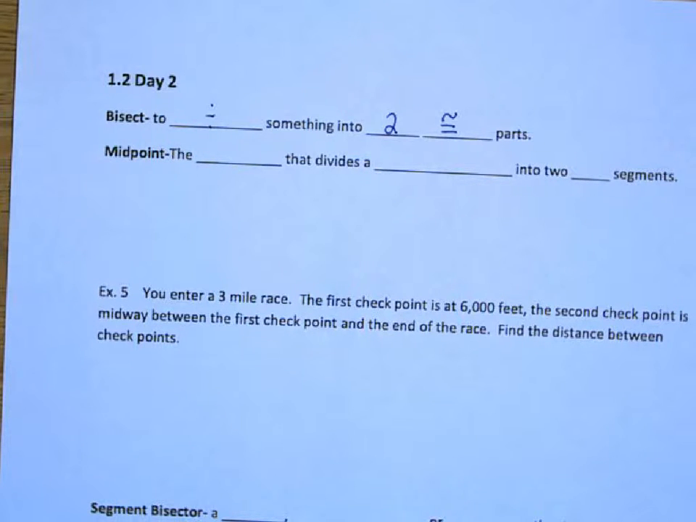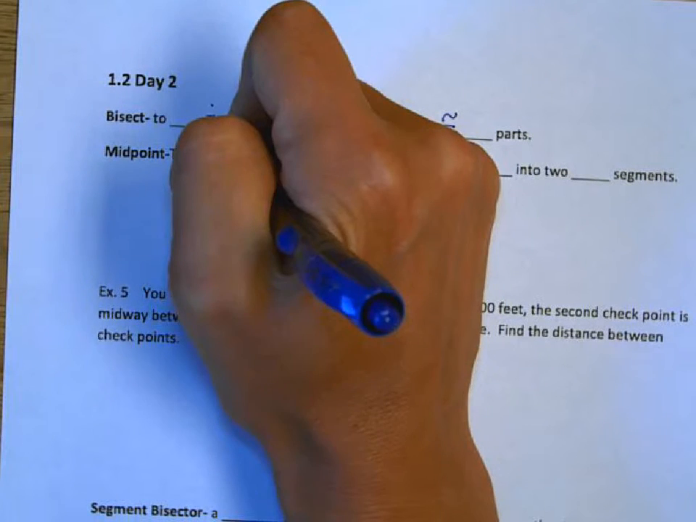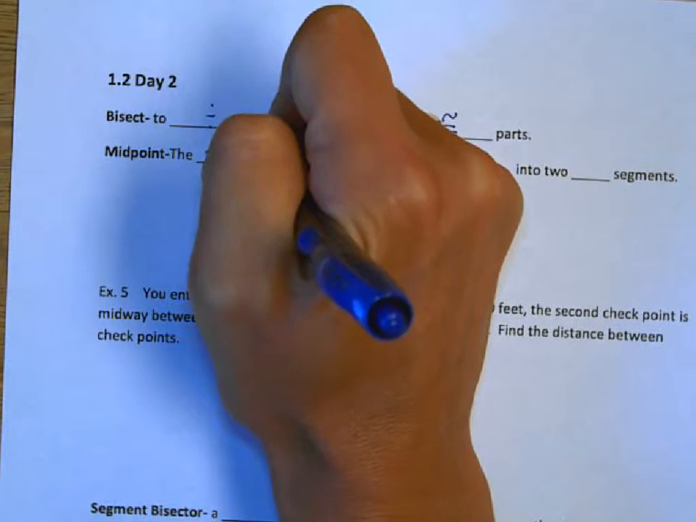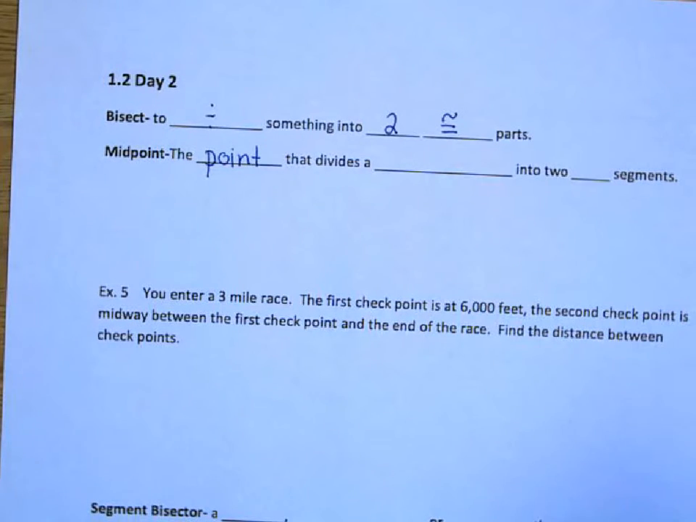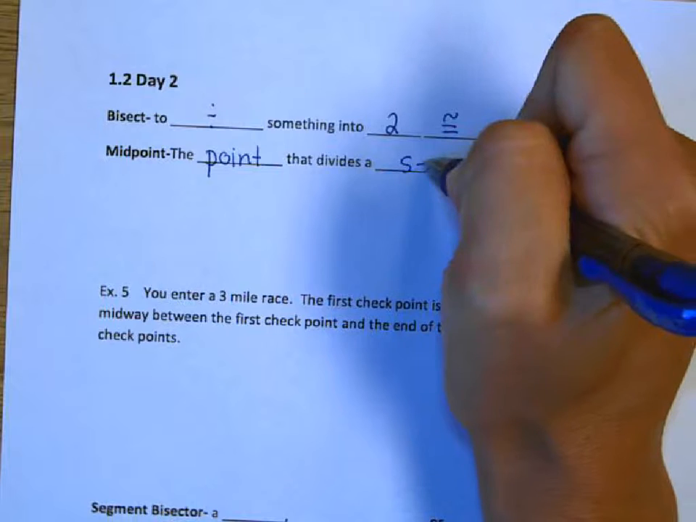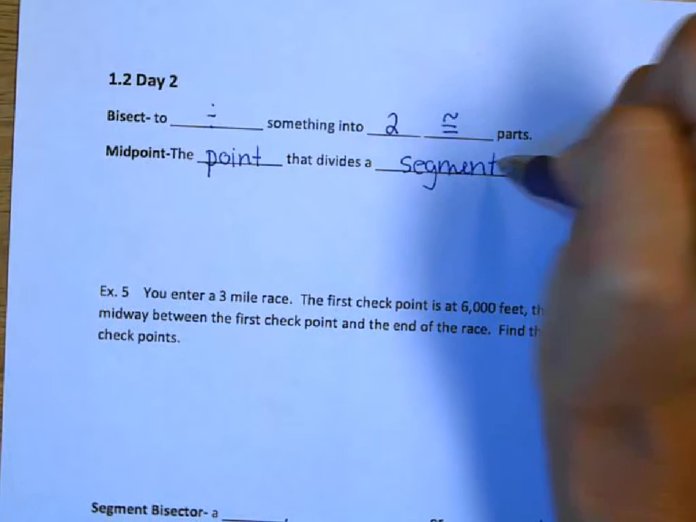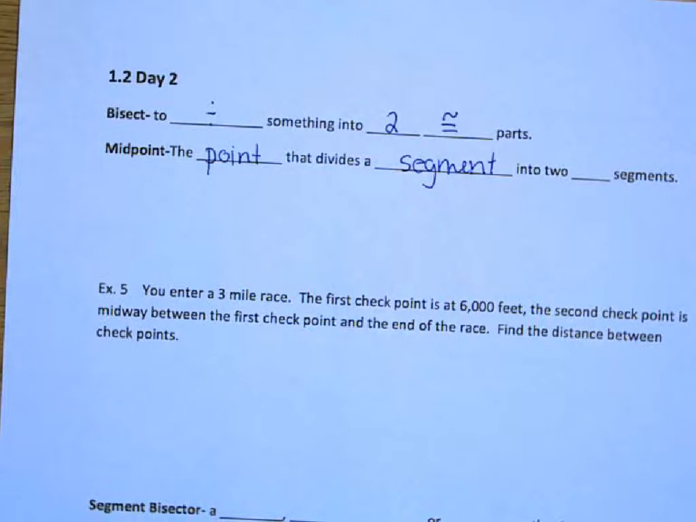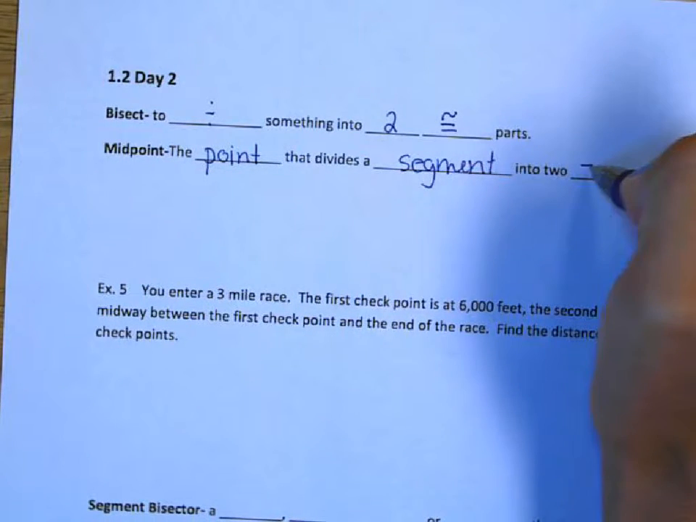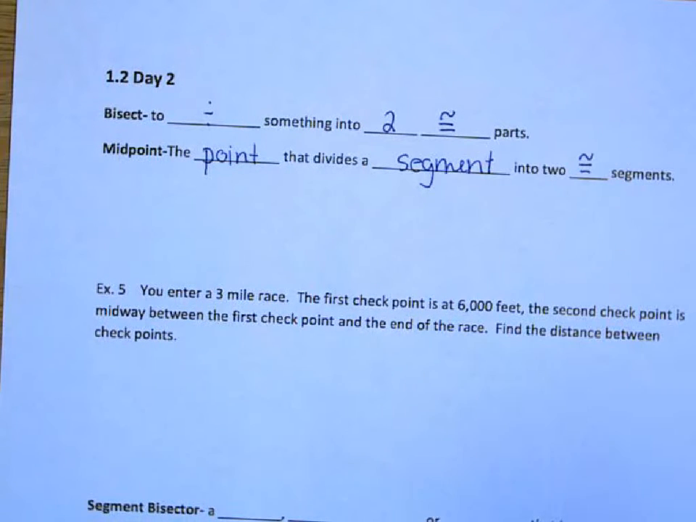So, the midpoint is the point that divides a segment into two congruent segments.